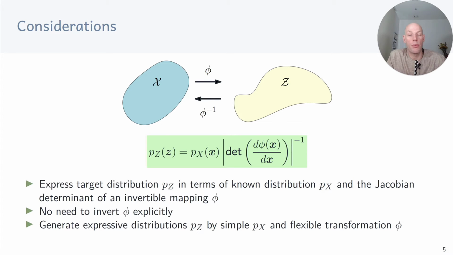The change of variables trick allows us to express a target distribution pz in terms of a known distribution px and the Jacobian determinant of an invertible mapping phi. There's no need to invert phi explicitly because the determinant of an inverse is 1 divided by the determinant of the forward mapping. The change of variables trick therefore allows us to generate expressive distributions pz starting with a simple base distribution px and a flexible invertible transformation phi.